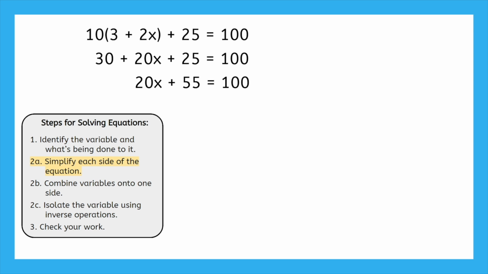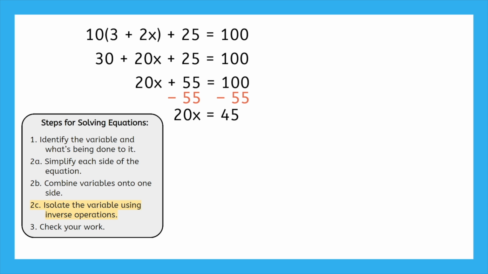Hey, I recognize this. It's just a regular 2-step equation now. We've solved a ton of these. You take it from here. Let's see how we did. I started by subtracting 55 from both sides, which leaves us with 20x equals 45. What's the opposite of multiplying by 20?